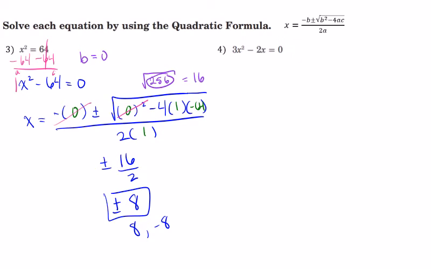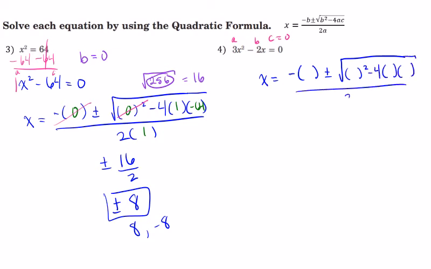All right, number 4. Now we have the side set to 0 here. And when we identify a, b, and c, this time c equals 0, right? So we have a is 3, b is negative 2, and c is 0. So let's see how that plays out. So I'm going to say x equals negative b plus or minus the square root of b squared minus 4 times a times c all over 2 times a. So I'm going to put in negative 2 for b. I'm going to put in 3 for a here and here, and then 0 for c.